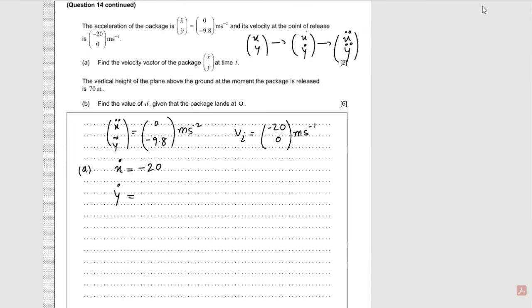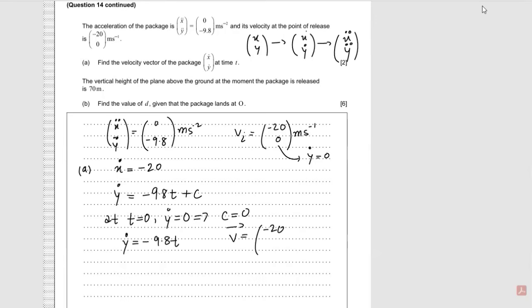So we need to integrate the double derivative, which is going to be negative 9.8 t plus c. So we know that at t equal to 0, the initial velocity, look at this thing. Initially, y dot is 0, right? So you will put y dot equals 0, and this will imply that c is 0. So y dot is going to be negative 9.8 t. Hence, my velocity vector will look like negative 20 and negative 9.8 t, right?